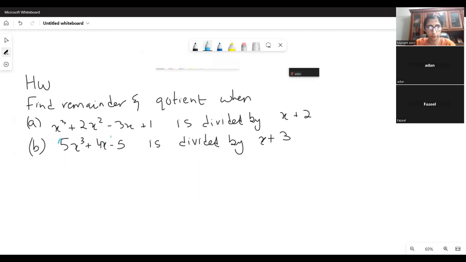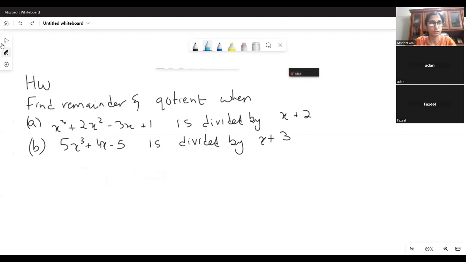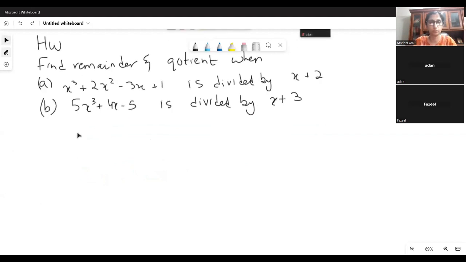Did you guys write it as 5x cube plus 0x square plus 4x minus 5? Because if you don't do that, you might get a wrong answer. गलती होने के chances ज़्यादा हैं if you don't use 0x square. Some students are able to do it without this method, but from my experience, I've noted कि ज़्यादा गलती हो जाती है if you don't use 0x square while dividing.